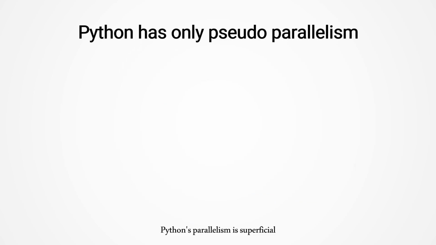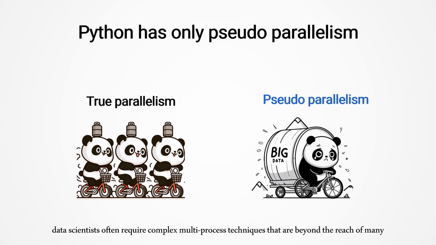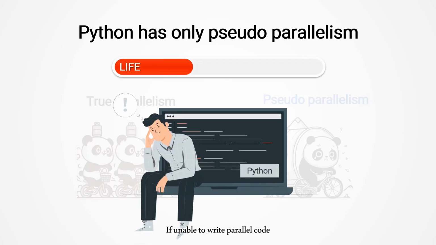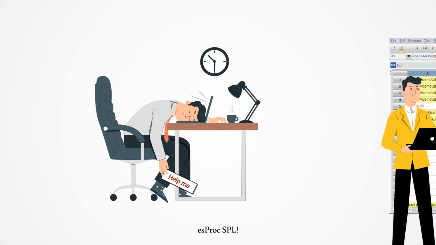Python's parallelism is superficial. To harness multiple CPUs, data scientists often require complex multi-process techniques that are beyond the reach of many. If unable to write parallel code, data scientists are left with only slow serial execution, which can be exhausting. SQL is no good, and Python is also not good. What can truly rescue data scientists?